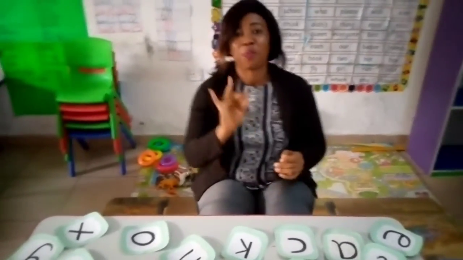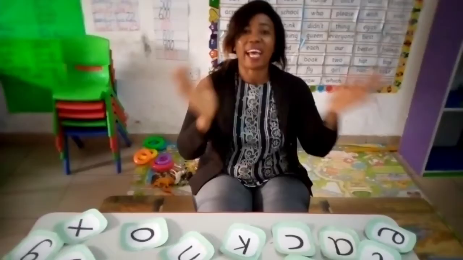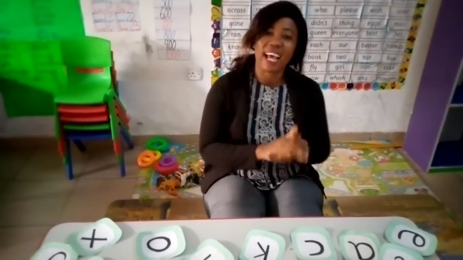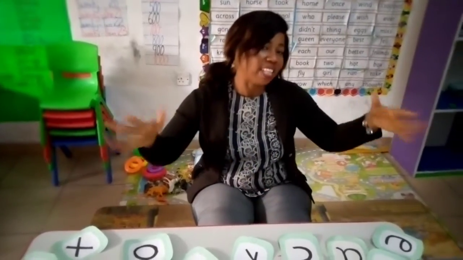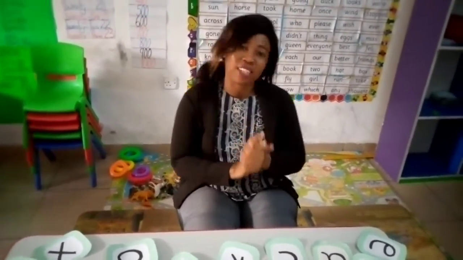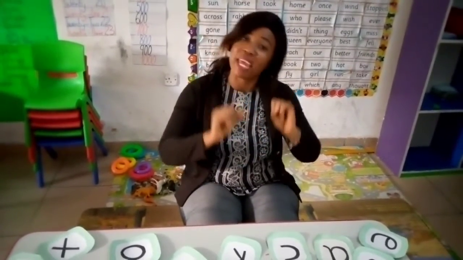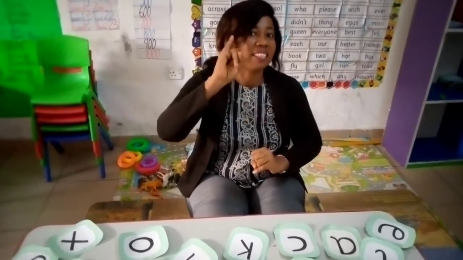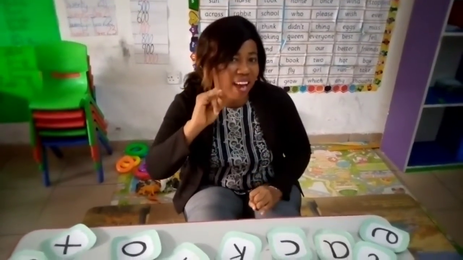1, 2, 3, 4, 5. Once I caught a fish alive. 6, 7, 8, 9, 10. Don't let it go away. Why do you let it go? 'Cause it bit my finger so. Which finger did it bite? This little finger on my right.